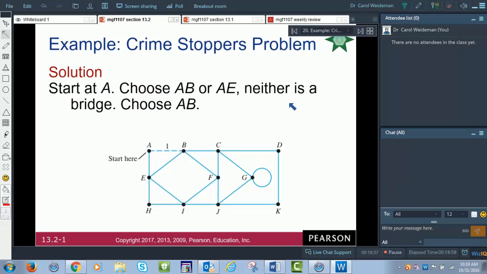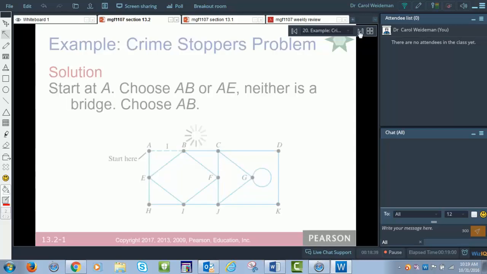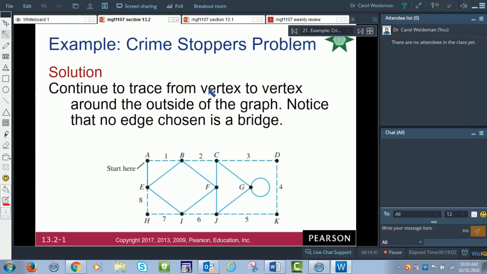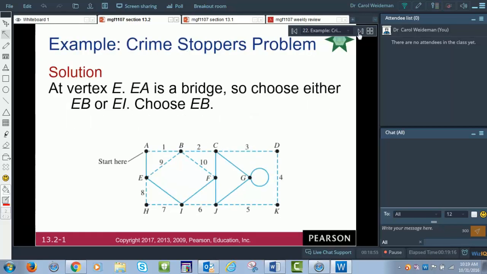So you could start with AB or AE. Neither one is a bridge. So we're going to choose this one arbitrarily. Again, there can be more than one through here. Now trace from the vertex to vertex around the outside of the graph. Notice that there's no bridge along that path. So they're going to go all the way around the outside and then come back up to here. Okay.